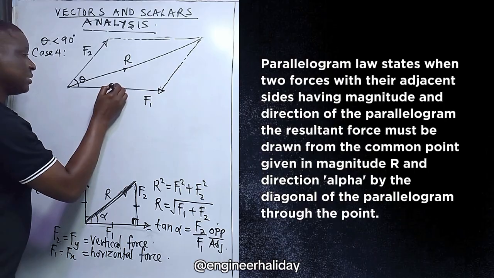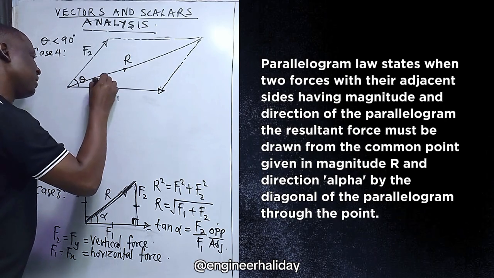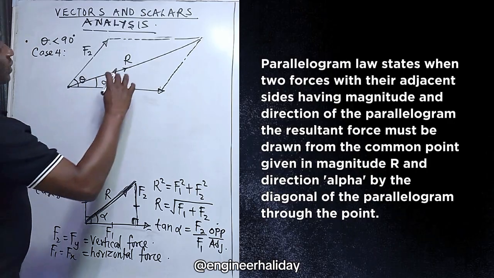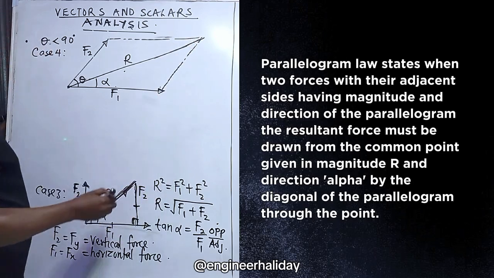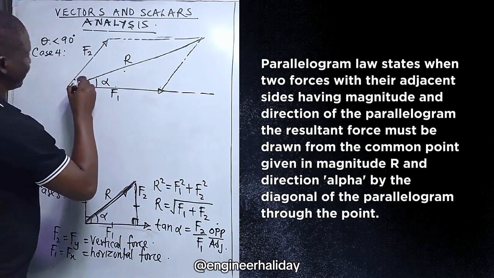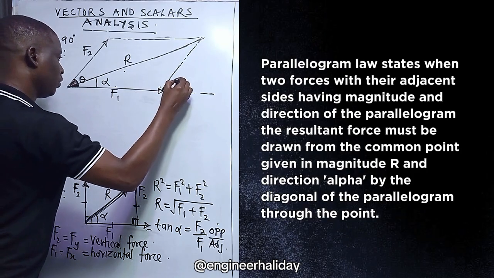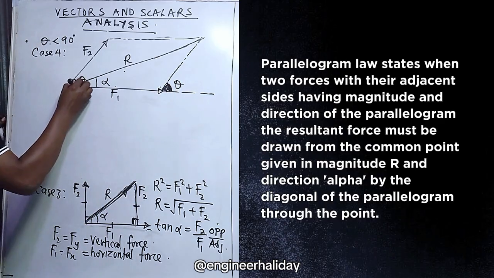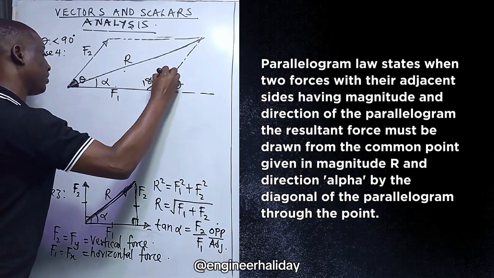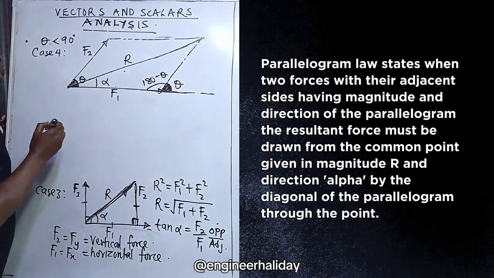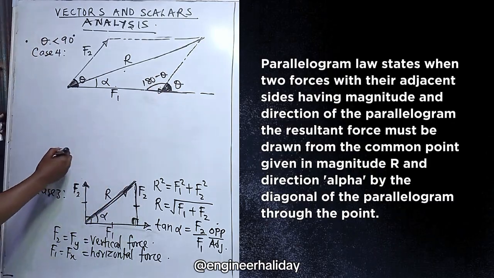So this is F1, this is F2, and this is the resultant. After you have completed the parallelogram, please take note of that. Now, let me extend this. Don't forget that this angle corresponds to this angle. If there is theta here, here will be theta. That means here will be 180 minus theta. Don't forget, this is a straight line. An angle on a straight line is 180. If you remove theta from 180, we have 180 minus theta.